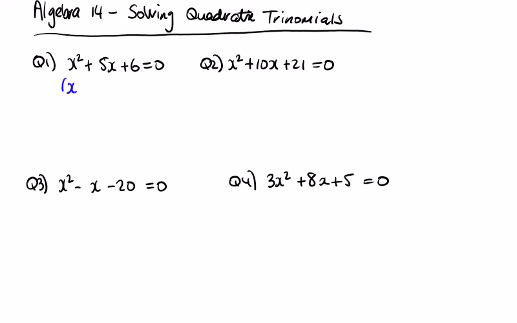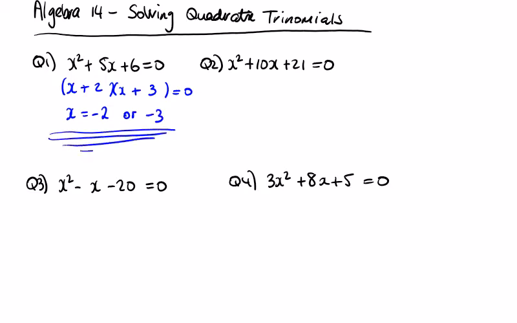So if you're brilliant at factorizing at this point, you will see that this is a 3 and a 2, and they're both pluses. So really quickly, we can see that x is equal to minus 2 or minus 3. If you can't see this really quickly, go back to the video on factorizing quadratic trinomials.